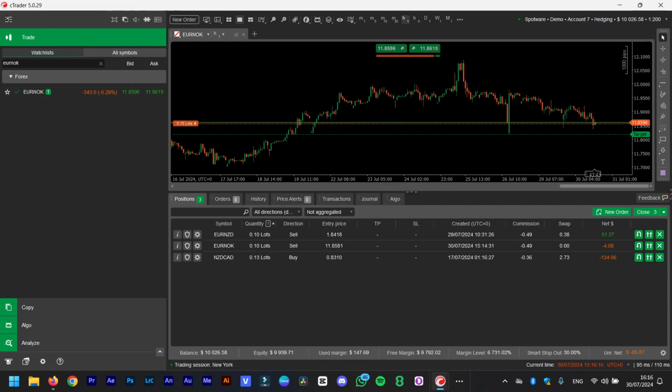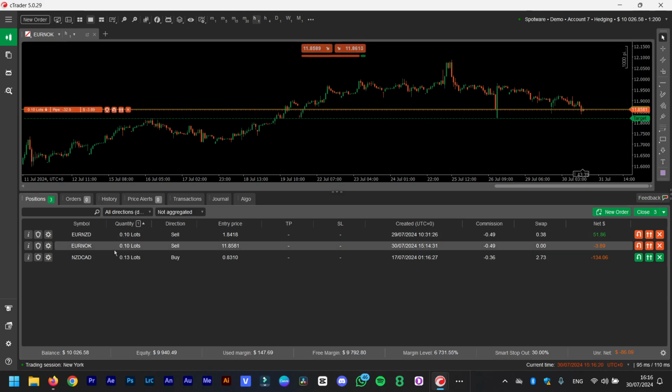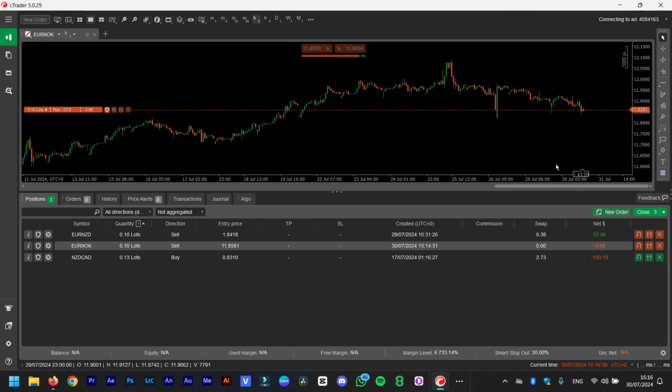Okay, I'm gonna leave it like this for now, and I'll see what's gonna happen in the future, because I'm a little worried about the swap of Euro NOK. But I'm gonna wait a little bit to see how much I'll pay, and then I'll take that into consideration later. But that's pretty much it for account number 7. Let's go back to account number 8 now.